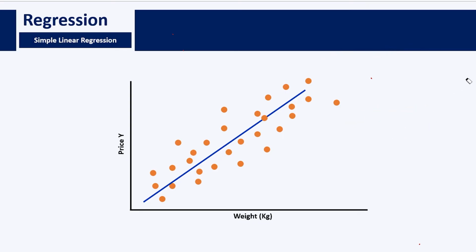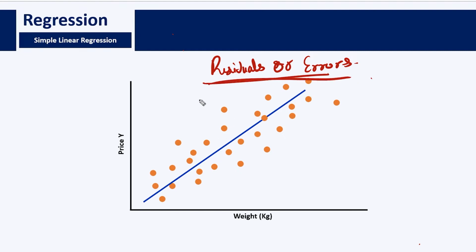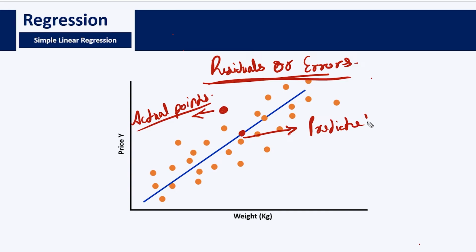Now, what is our main goal? We have to find the residuals, or you can say errors, which is basically the difference between these actual points and the points that are predicted by the equation. These are my actual points, and this is my predicted point. The difference between these two points is my residual.